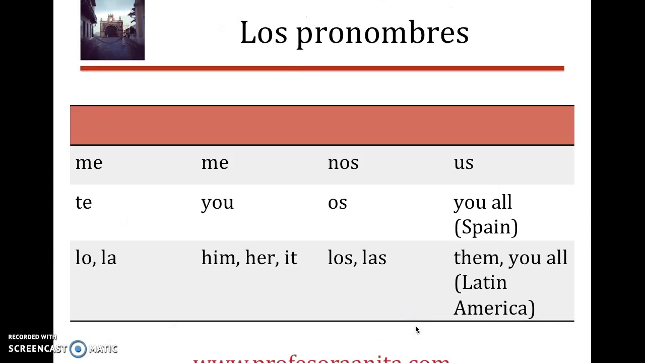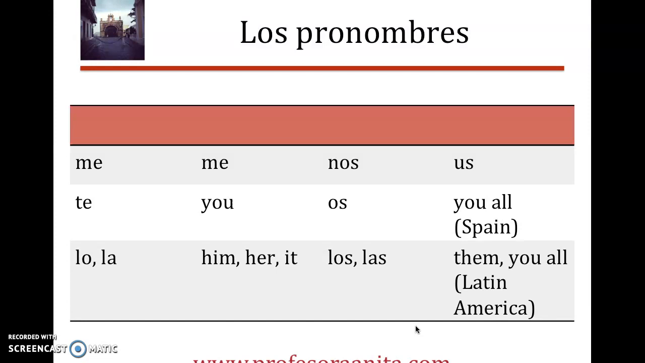All right, so the pronouns in Spanish are me, te, lo, la, nos, los, las. So me just means me, like he saw me, right? That's a direct object, okay? Or te is you, like he saw you.